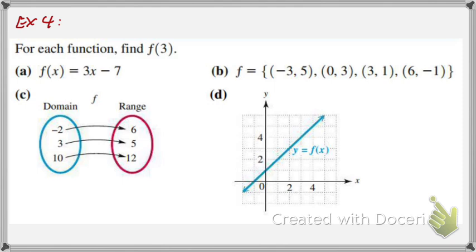They could give you a map, like in C. And they could give you a graph, like in D. And they could say, evaluate this function when x is da-da-da. So they want us to evaluate these things when x is 3 for all of them. So on the first one, that's just what we've been doing. So this is going to be 3 times 3. I'm evaluating it when x is 3, minus 7, 2. So for A, f of 3 is 2. In other words, when x is 3, y is 2.